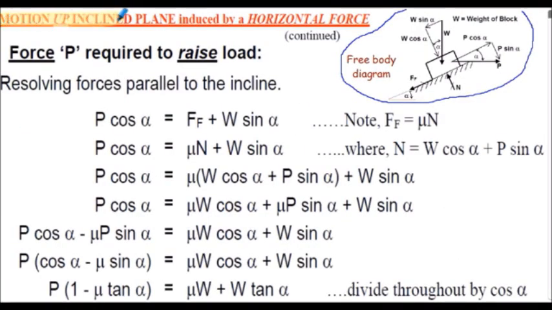Motion up the inclined plane continued. Just repeated the free body diagram here for reference. So resolving forces parallel to the incline, we have P cos of alpha, this component here, up the incline, is equal to the friction force, shown here, shown down the incline, plus W sine of alpha, shown here, the component going down the incline. We then note that the friction force is actually equal to mu N, so replacing friction force with mu N.